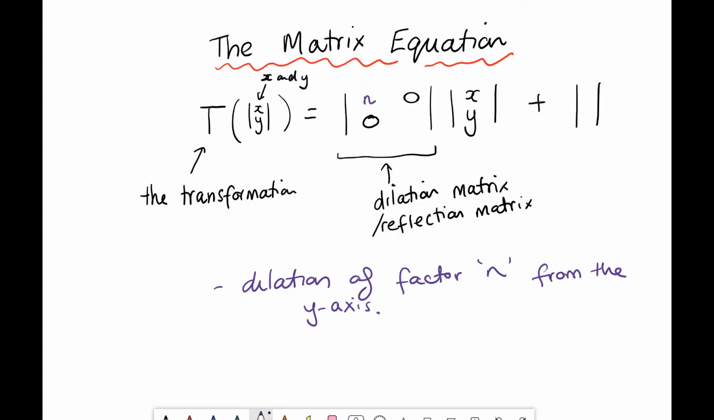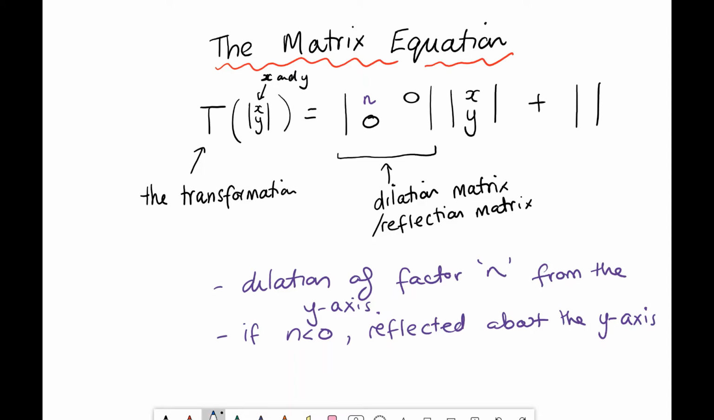I'm hoping you'll remember from last video that if we're dilating from the y, then we're multiplying or changing all of the x values, so in each coordinate. So here, dilating by a factor of n makes sense that when I multiply nx plus 0y, I'd be changing x. Further to that, you may notice that if n is less than 0, then we are reflected about the y-axis. So this is a reflection in the y-axis. That's how we describe that.